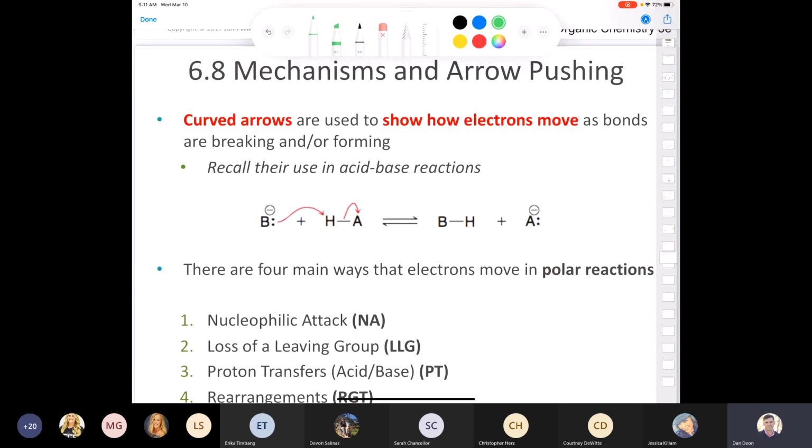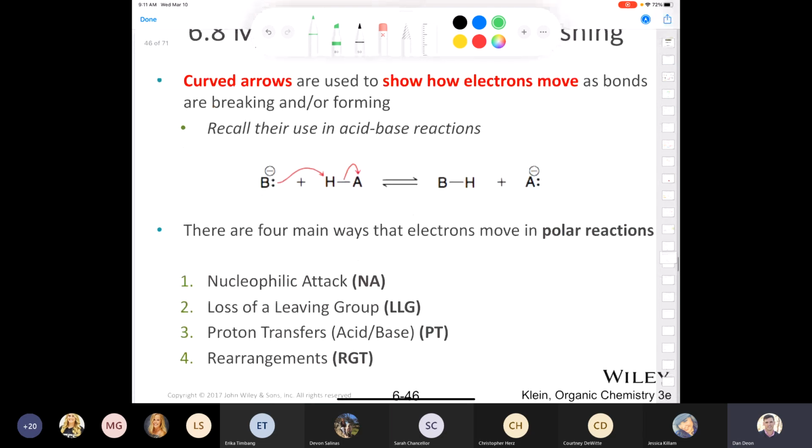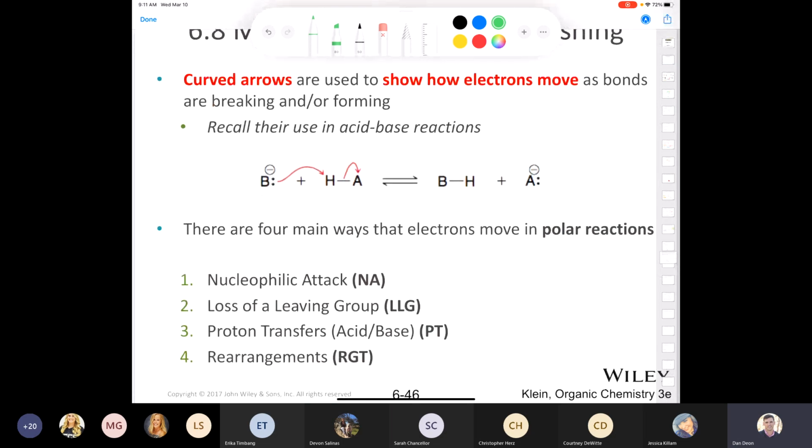Well, section 6.8, I know we only have half an hour left, deals with mechanisms and arrow pushing. Now, I already told you how when we use a curved arrow that has a double head, this represents the flow of 2 electrons. We looked at those in acid-base reactions. This one here shows a bond being formed between the base and a proton. This curved arrow here shows a bond being broken to form this conjugate base over here.